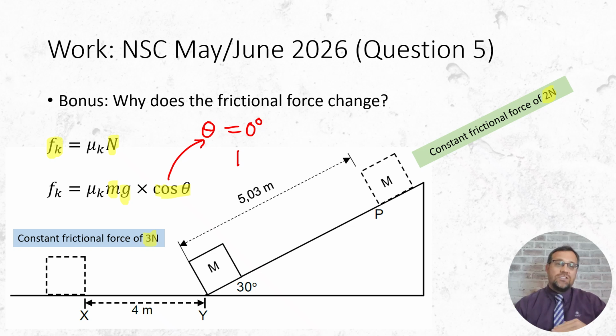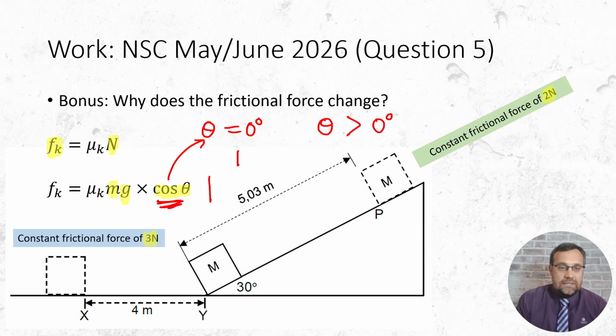But as we start going up the incline, this angle is not 0 anymore. It is now greater than 0, and hence the value of cos theta starts to decrease, and hence the frictional force will also decrease. So the frictional force changes because the normal force changes when the angle on the surface changes. The steeper the incline, the smaller the normal force, and therefore the smaller the frictional force.